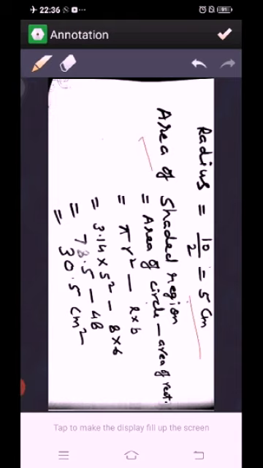Area of the shaded region will be area of circle minus area of rectangle. So area of circle is pi r square, and area of rectangle is length into breadth. Pi 3.14 is given. Radius we have got, 5 square, minus 8 into 6, length into breadth. So this part we get 78.5 and 6 into 8 is 48. Subtracted, we get 30.5 centimeter square, that is the area of the shaded region.